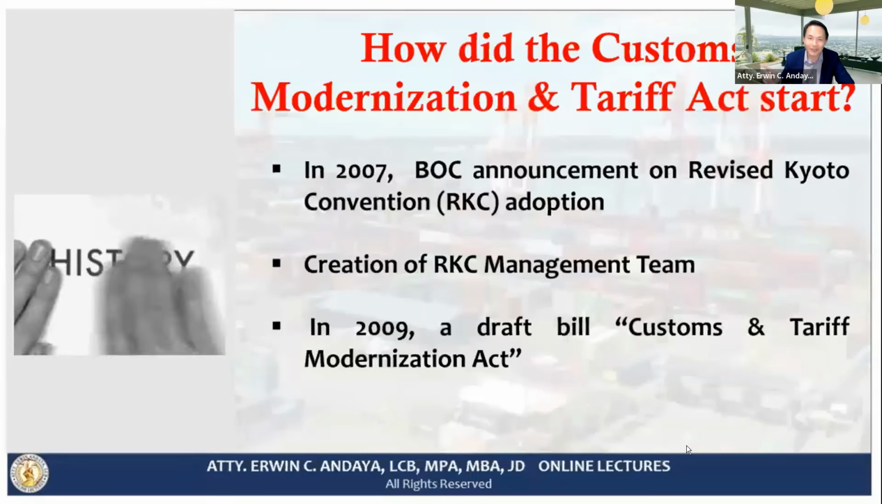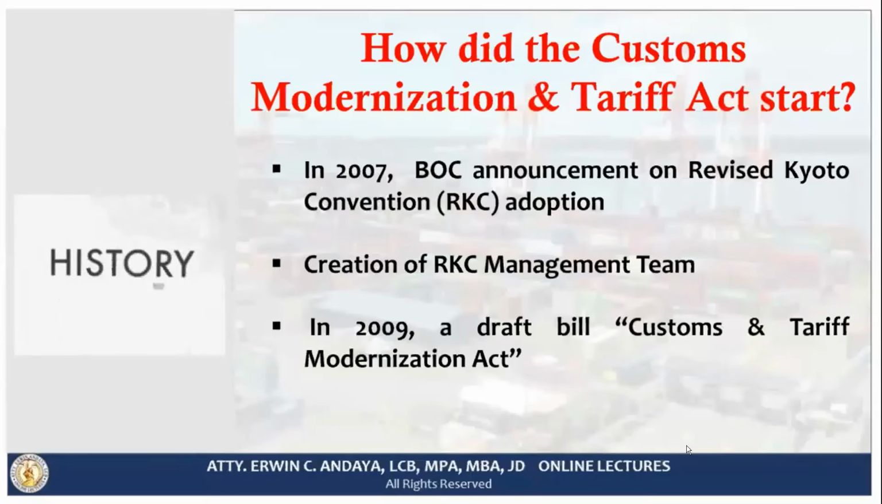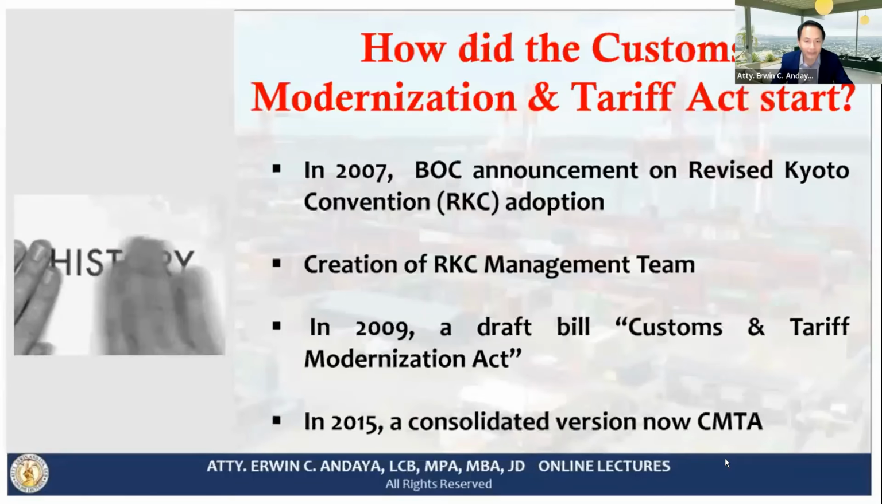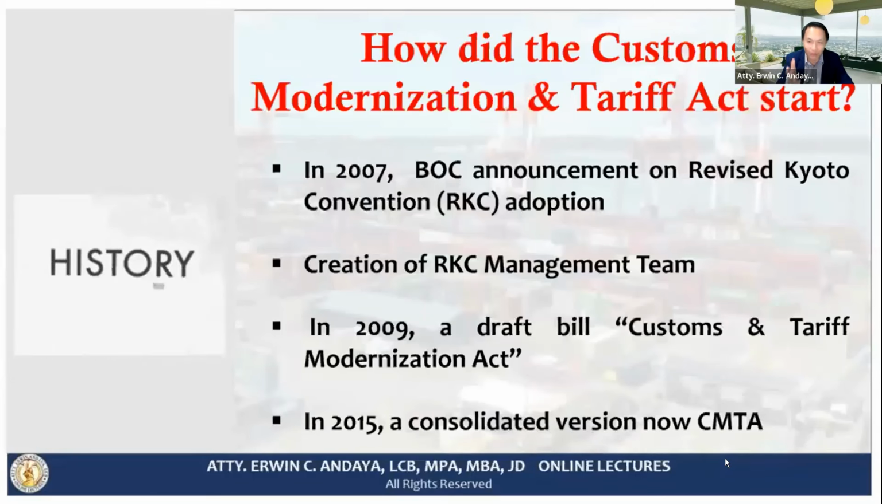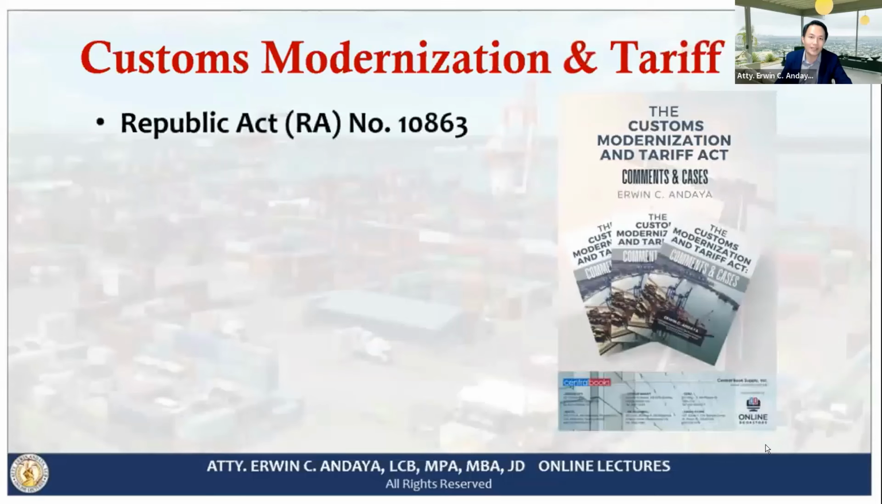So CTMA pa noon. And various versions were submitted to Congress. I think there were around 10 versions about customs and tariff modernization. So in order to harmonize all these versions, the Senate and the House of Representatives came up with a single bill, a consolidated version of all these 10 proposals. So in 2015, we had the consolidated version, which is now your CMTA. So in 2015, naging consolidated version yung 10 bills into what we have now as the Customs Modernization and Tariff Act. So the Customs Modernization and Tariff Act is Republic Act number 10863.